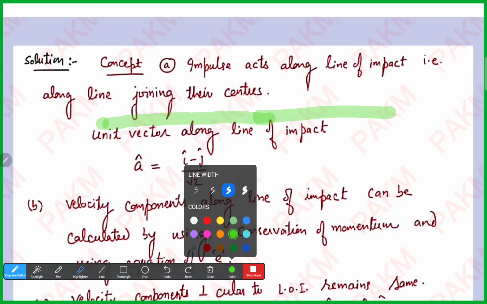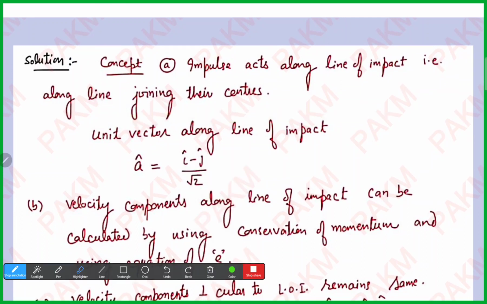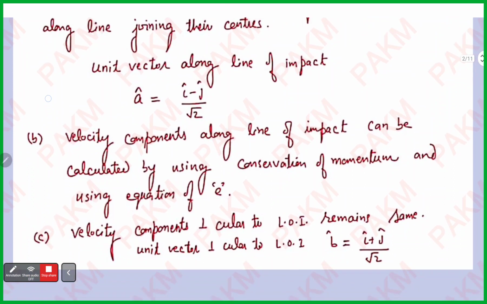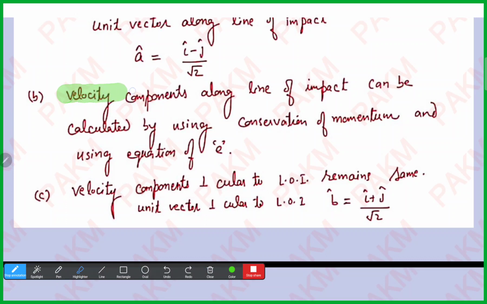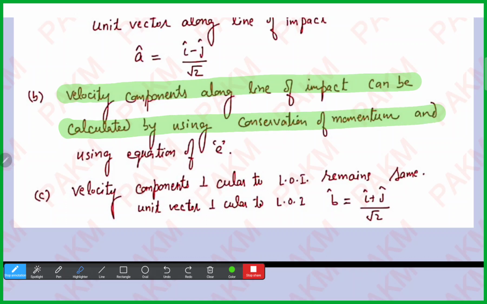So what we can say here, the unit vector along the line of impact is the vector upon its magnitude. Now next line, the velocity component along the line of impact can be calculated using conservation of momentum. Always remember, in a collision case, we can use conservation of momentum and the restitution equation. These two equations are going to give us the majority of the answers.